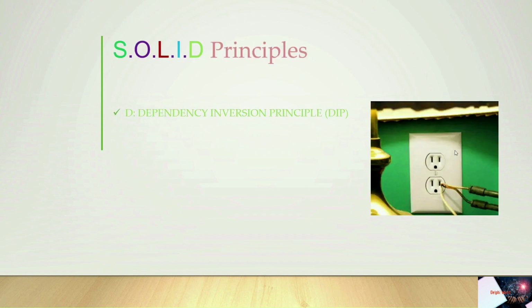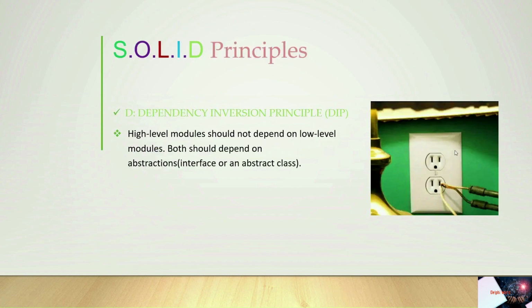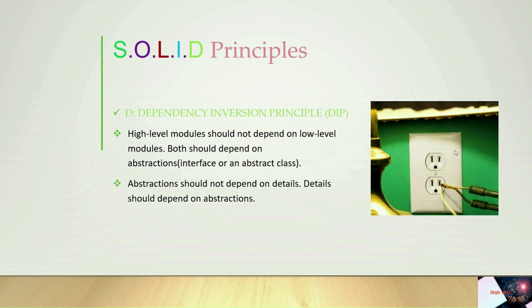Let's move to the dependency inversion principle. Here, high level module should not depend on the low level module; both should depend on the abstraction. Abstraction is what we talk about as interface or abstract class. We will take one example to understand it. The second point is that abstraction should not depend on the detail, but detail should depend on the abstraction.